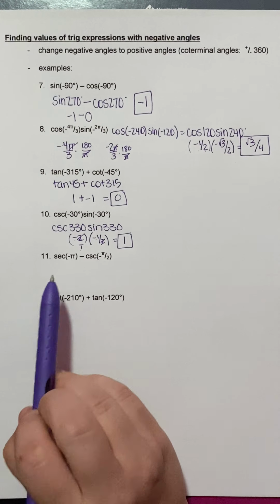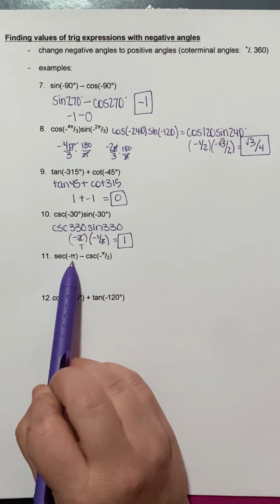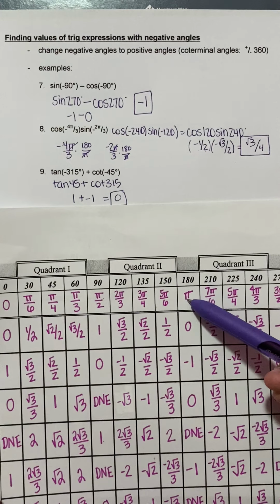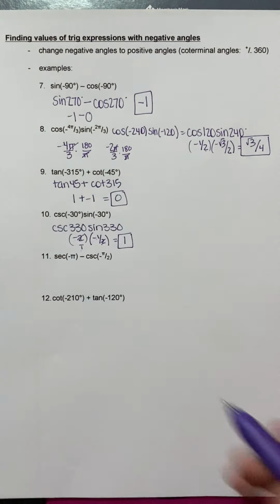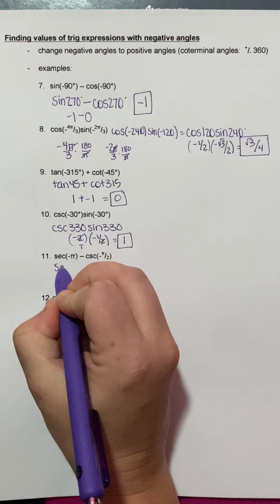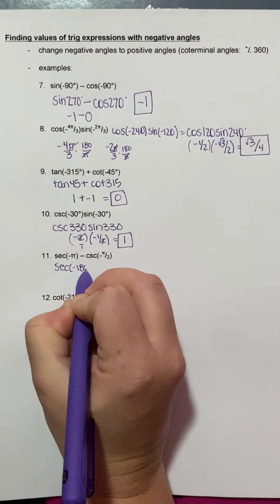All right, next thing we got secant of negative pi. Now, I could change this to degrees by multiplying by 180 over pi, or if you notice on your chart right here, pi is on your chart. Pi is the same thing as 180 right here. So if pi is 180, then negative pi is negative 180. So this is the secant of negative 180.